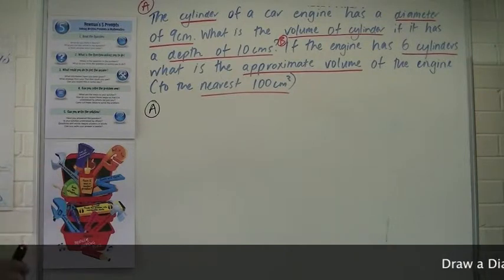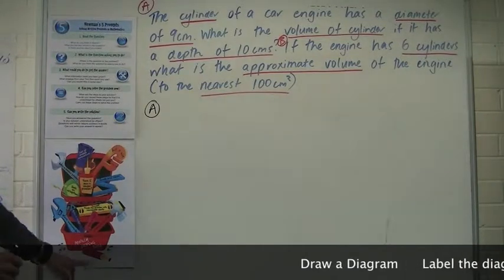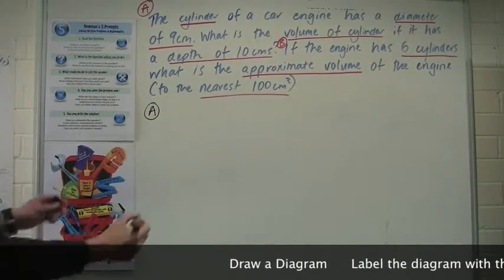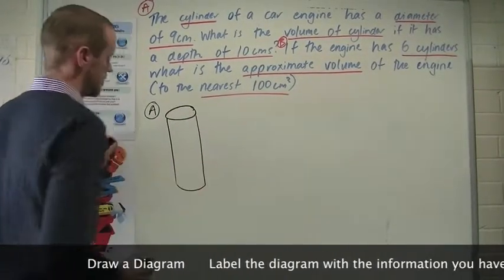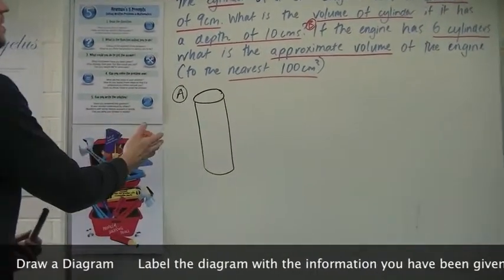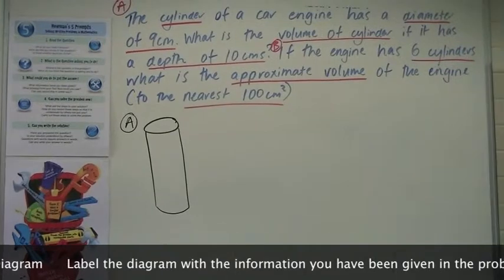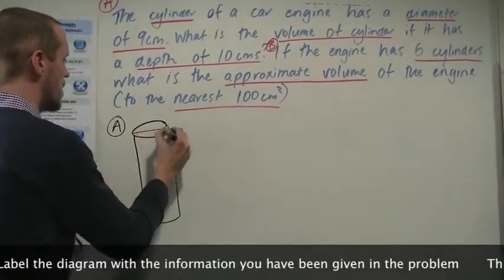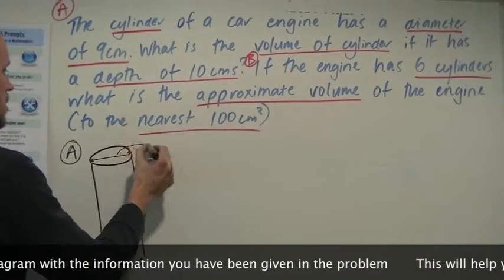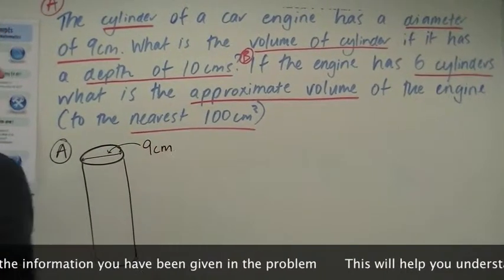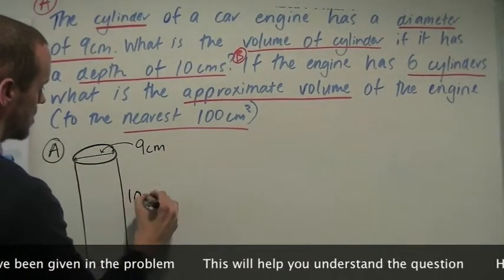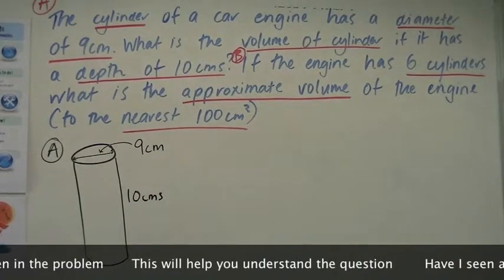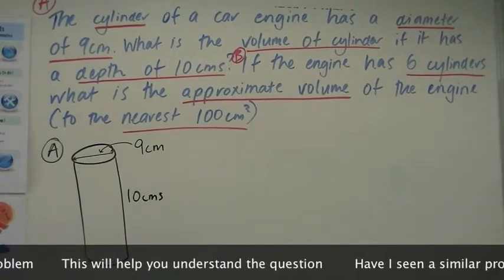The first thing I'm going to do is actually draw a diagram, and that's part of our toolbox. Draw a diagram. This will help us to understand the question. Okay, there's our cylinder. Let's label on this diagram the things we already know. We know that the diameter is 9 centimetres. We also know the cylinder has a depth of 10 centimetres. Now it looks a little bit easier to understand.